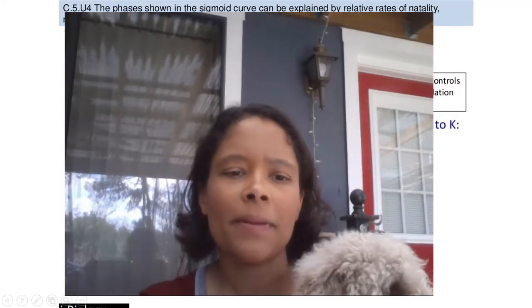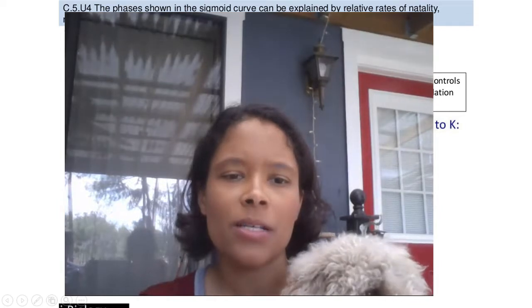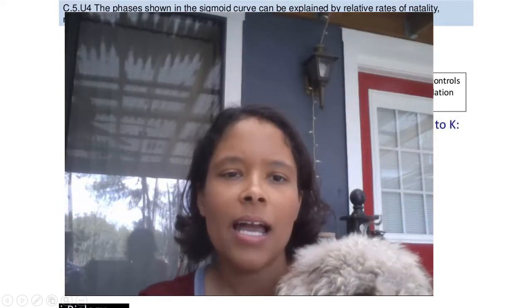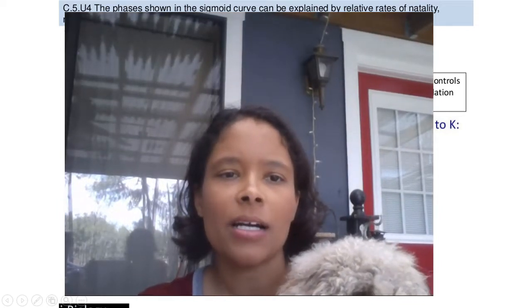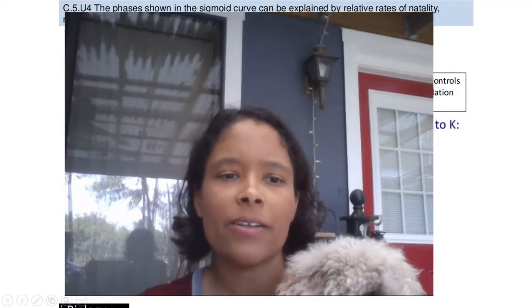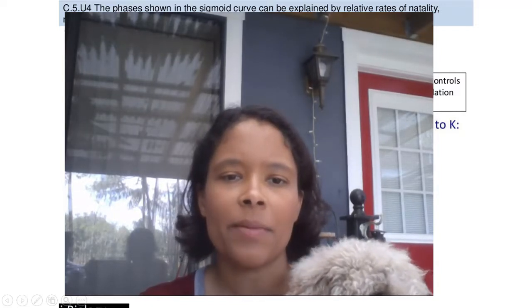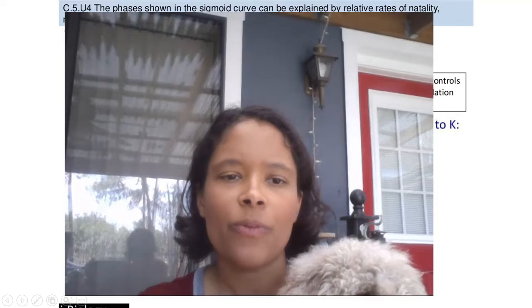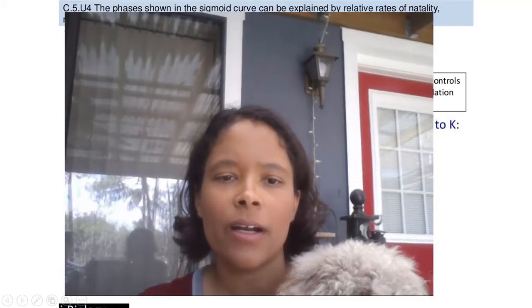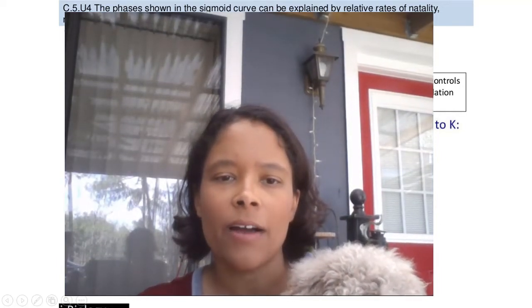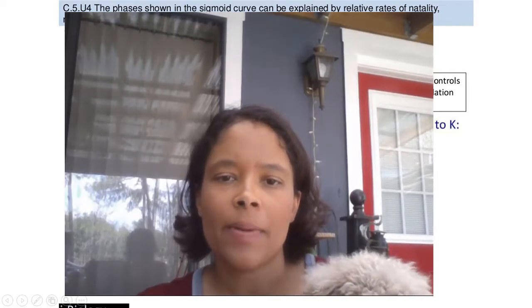If a population has unlimited resources, it will grow exponentially, but most populations in our ecosystems have something that will limit their growth, and so the population will basically level off. That's where our carrying capacity is, which is this K.